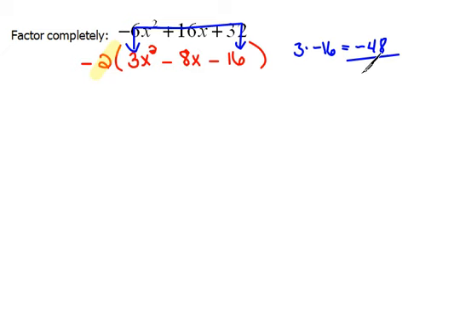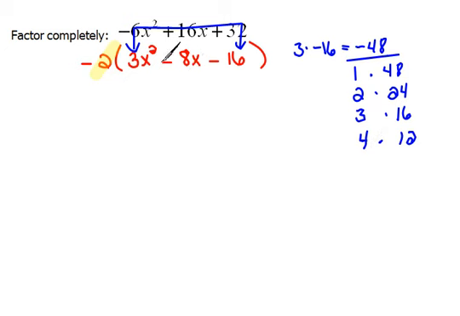So factors of 48 would be 1 times 48. Those don't subtract to give you 8. 2 times 24. Those don't subtract to give you 8. 3 times 16. It's not there yet. 4 times 12. Aha! 4 times 12 would give you 48, especially if they were opposite signs, it would be negative. And 12 minus 4 is 8.